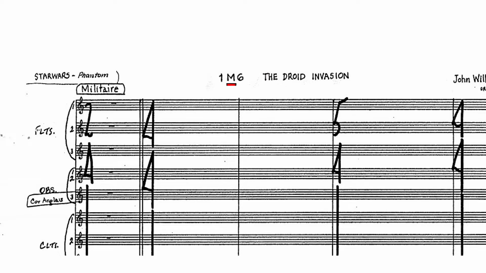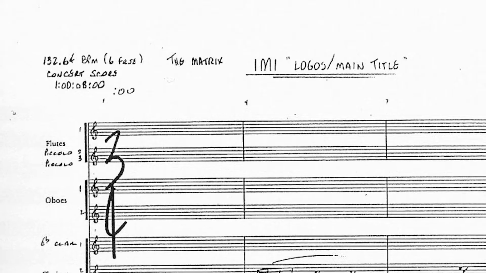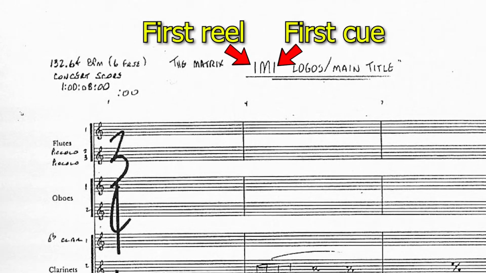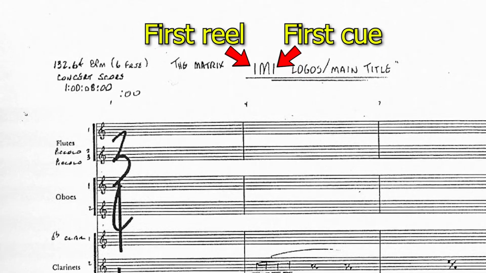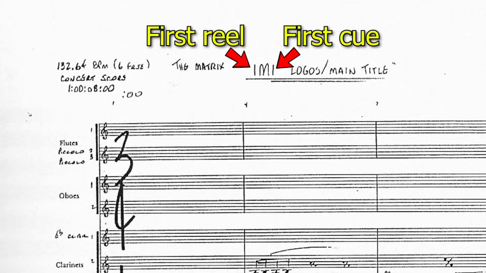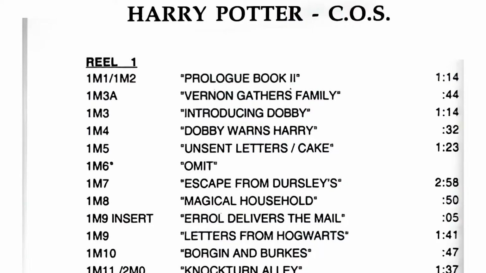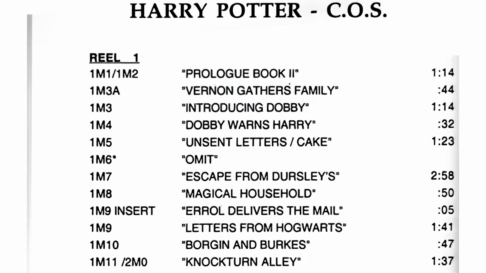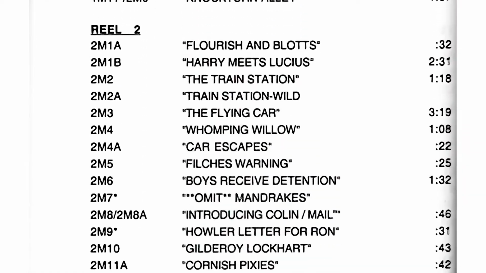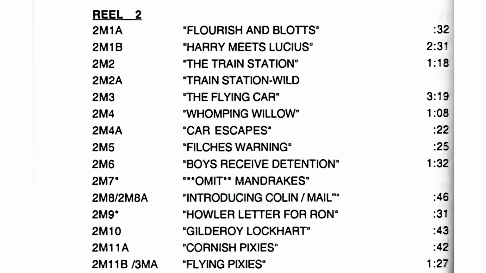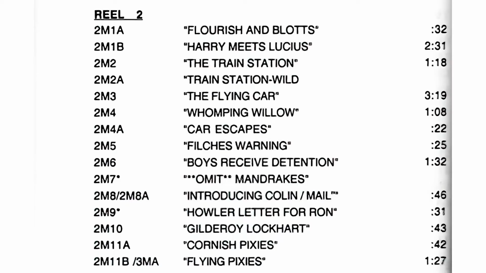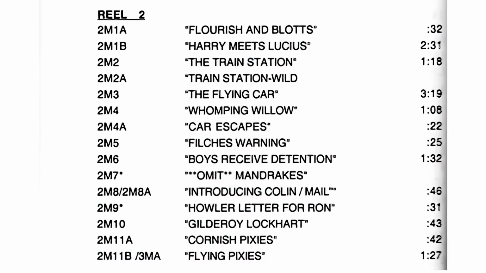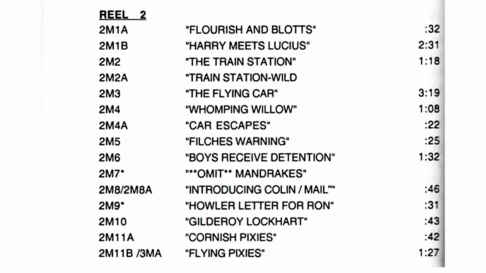M simply standing for music. So 1M1 is the first cue of the first reel. And very often this will be the main titles, since in a lot of cases that is the very first thing you will hear in a movie. And then the following cues will be called 1M2, 1M3, 1M4, until we reach reel number 2. In which case, we start again with 2M1, the first cue of the second reel, and so on and so forth till we reach the last reel, which contains the end of the movie.